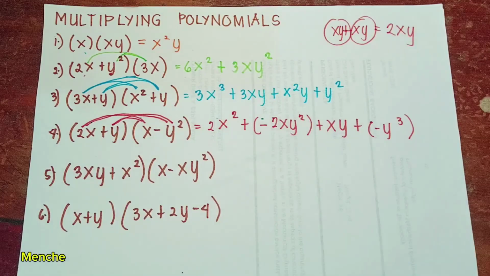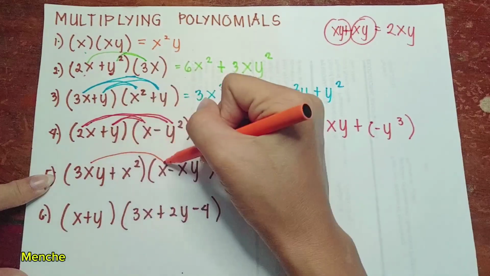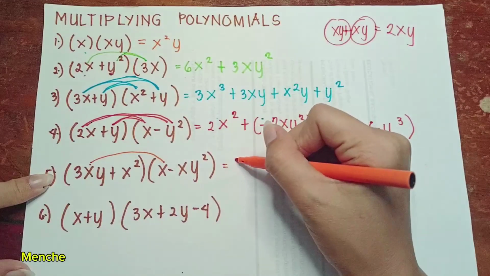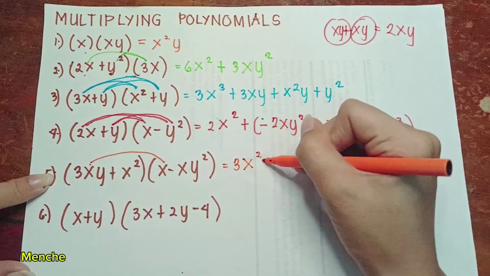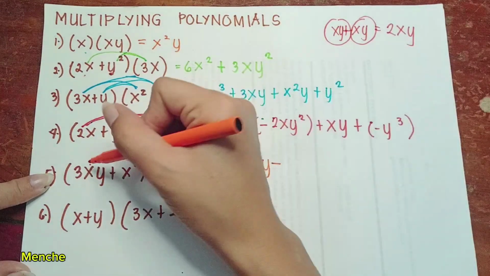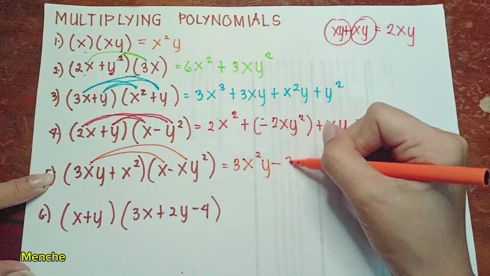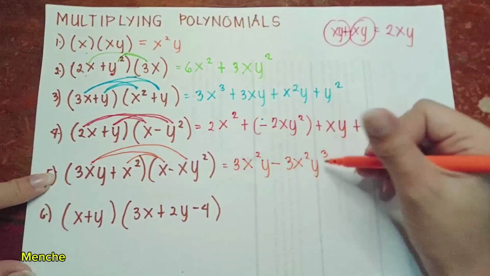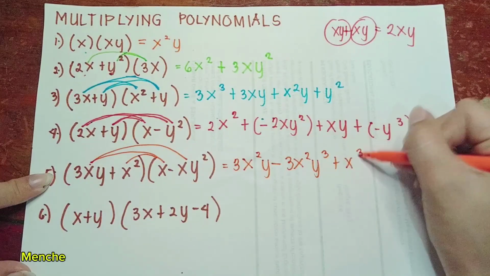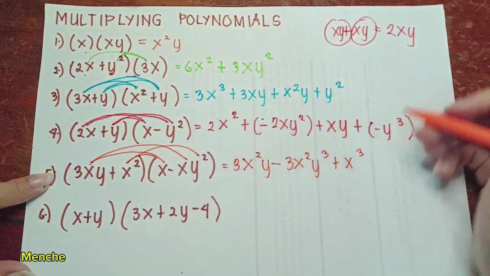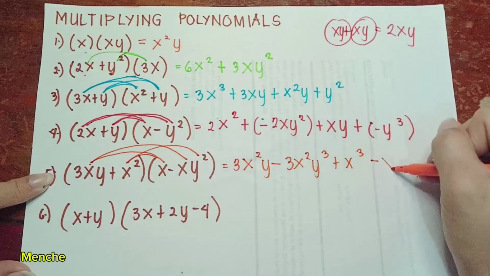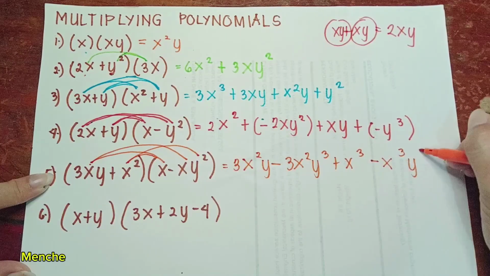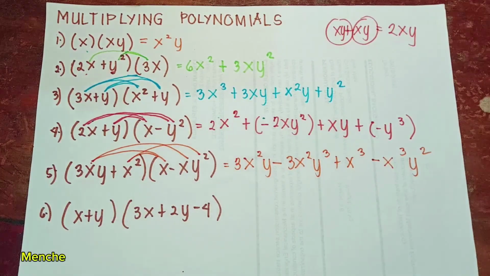We also have two binomials in our next example, so let's do the FOIL method. First, 3xy and x, that is 3x squared y. For outer, we have 3xy times negative xy squared, and we have negative 3x squared y cubed. For the inner terms, we have x squared and x, that is x cubed. Last is x squared times negative xy squared, that is negative x cubed y squared. We don't have like terms again, so that is the final answer.